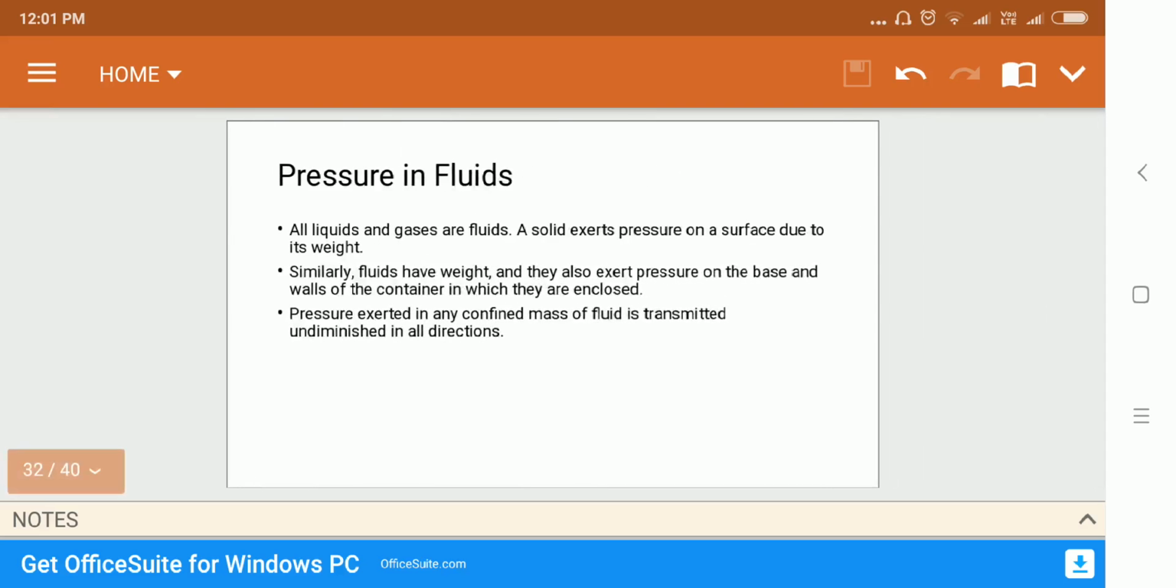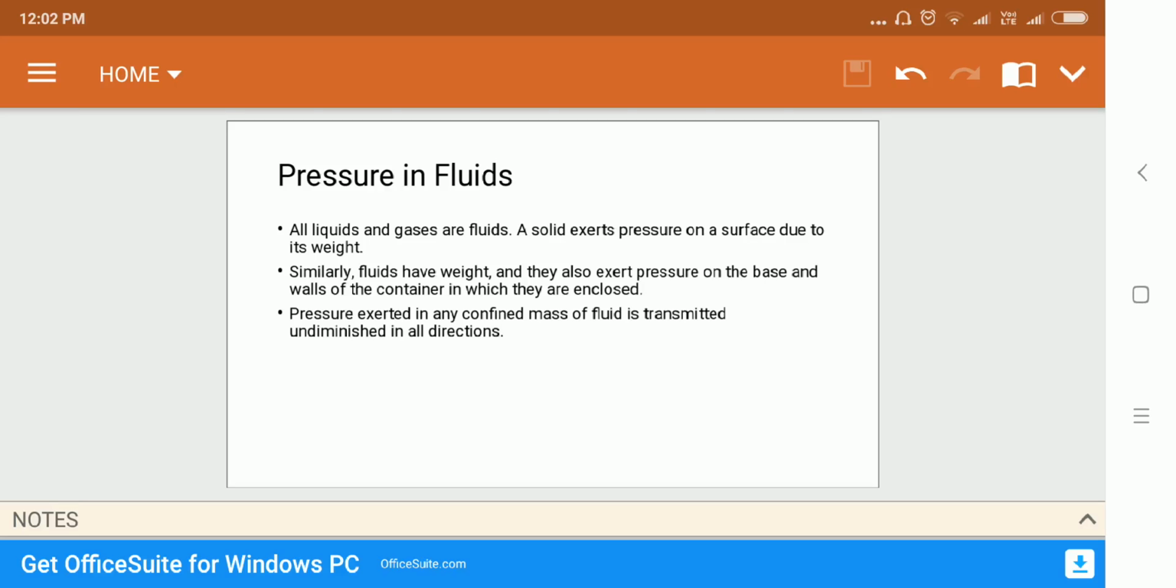So now we have determined thrust and pressure for solid objects. Now what about fluids? Fluid means liquids and gases. Both are included in the terminology of fluid. A solid exerts pressure on a surface due to its weight. In the same way, fluids also have weight, and they exert pressure on the base and walls of the container by which they are enclosed.